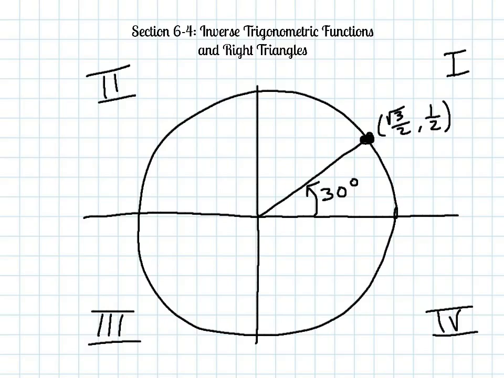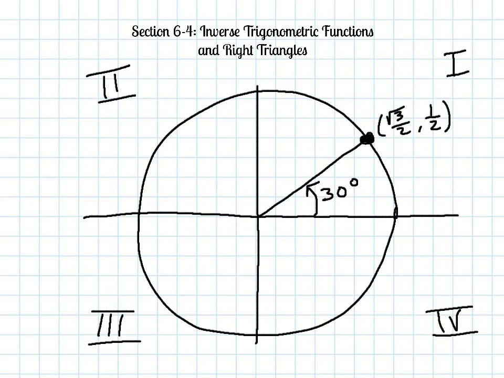Today's lesson, we'll be talking about section 6.4, where we are discussing inverse trigonometric functions and right triangles. So here, I have drawn a coordinate plane with the unit circle, and I've described the angle of 30 degrees, where your point for x and y is square root of 3 over 2, comma 1/2.